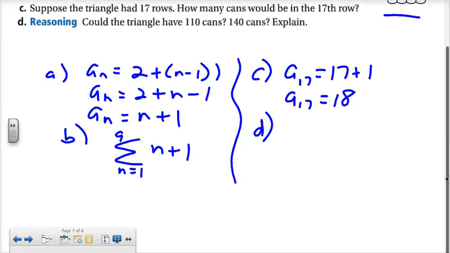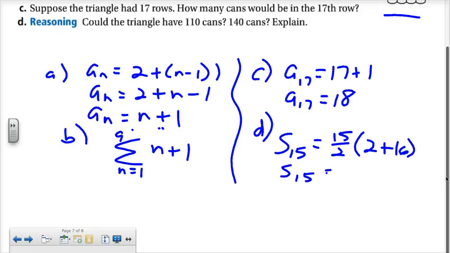Well, I don't know. I'm going to have to do some trying here and see what happens. So I'm going to try 15. I don't know how many are there, but I'm just going to get a feel for it. So that would be 15 divided by 2, 2 for the first row, and then of course I'd use my little formula and say, okay, 15 plus 1, that's 16. So the sum of the first 15 is 135. Okay, well, it's not going to get to 140.